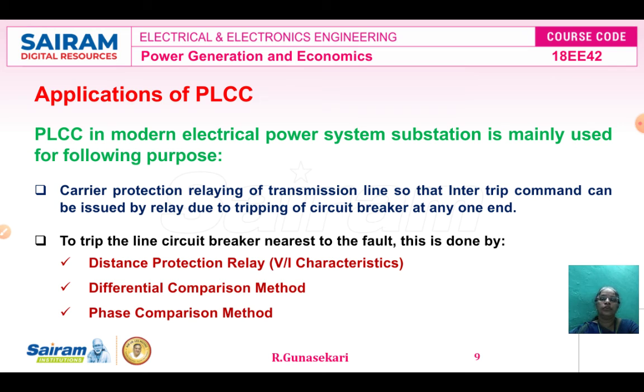Now we studied the applications of power line carrier communication. The first one is carrier protection relaying of transmission lines, used in the substation so that an inter-trip command can be issued by the relay due to tripping of the circuit breaker at any one end. To trip the line circuit breaker nearest to the fault, this is done by the distance protection relay, differential comparison method, and phase comparison method.